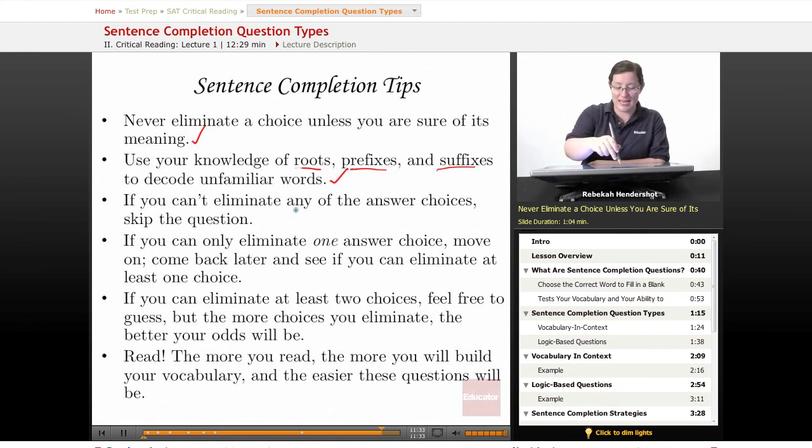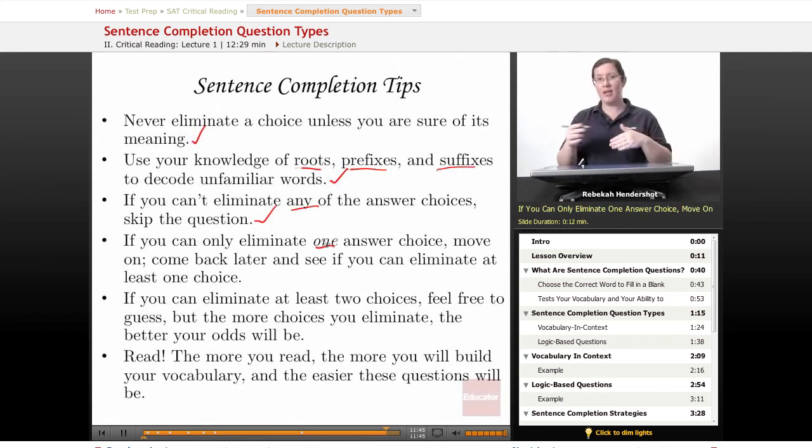Third, if you can't eliminate any of the answer choices, skip the question. The odds are not in your favor. If you have no clue what you're doing, skip the question. You can afford to leave one question behind. If you can only eliminate one answer choice, move on, come back later and see if you can eliminate at least one more. If you can only eliminate one, it's worth coming back later, but don't fill it in now. Now, as I've said before, if you can eliminate at least two choices, two is the magic number, feel free to guess, but the more choices you eliminate, the better your odds will be.